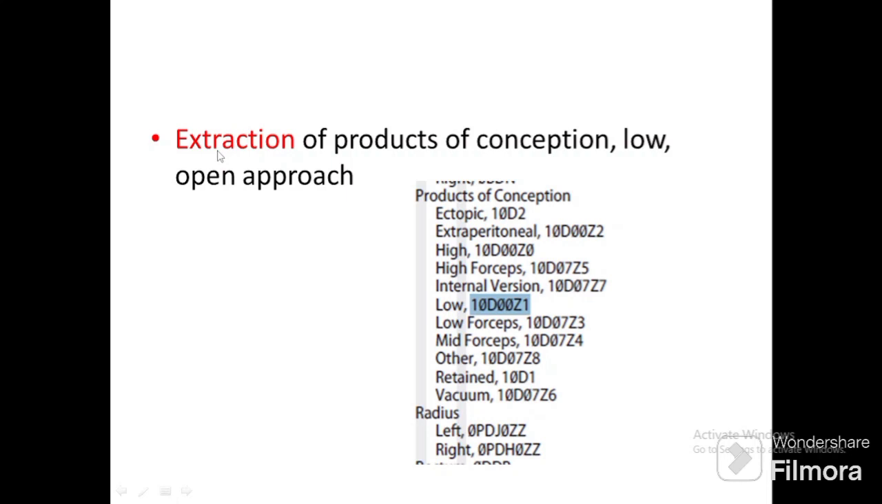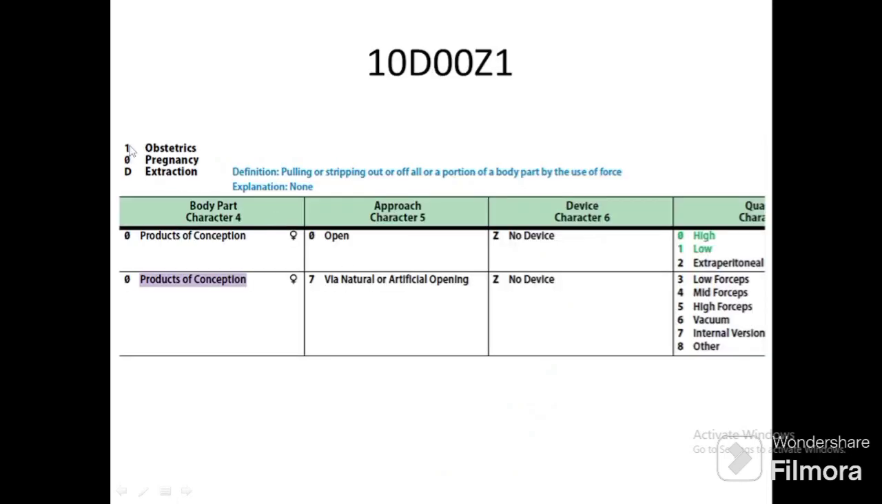So the root operation will be extraction, and under extraction we should search for products of conception, and under products of conception, low. So low 10D. So 10D, and the body part will be products of conception, the open approach, no device, and qualifier will be low.